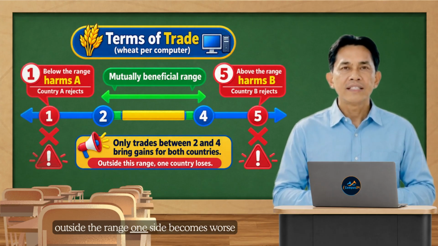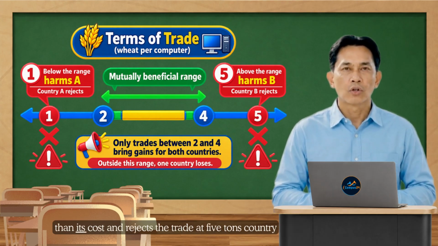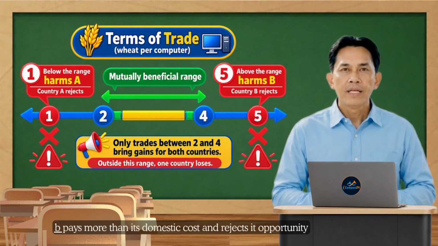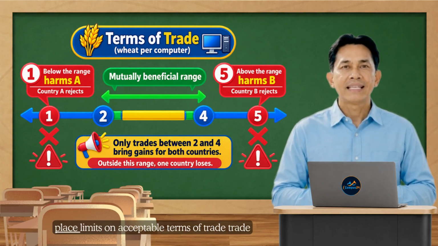Outside the range, one side becomes worse off. At 1 ton of wheat per computer, country A receives less than its cost and rejects the trade. At 5 tons, country B pays more than its domestic cost and rejects it. Opportunity costs therefore place limits on acceptable terms of trade.